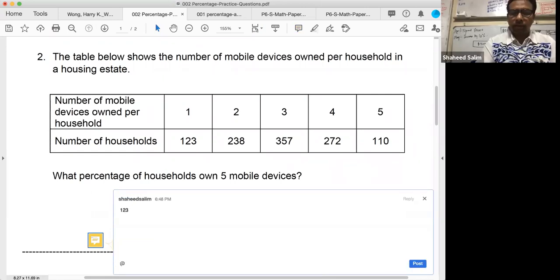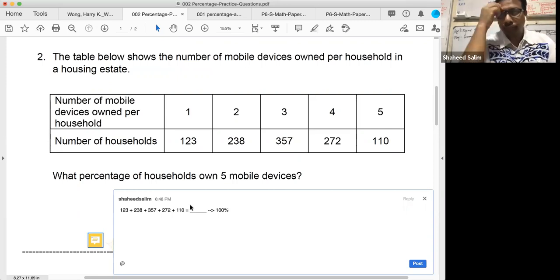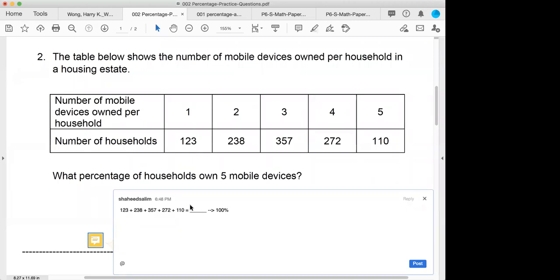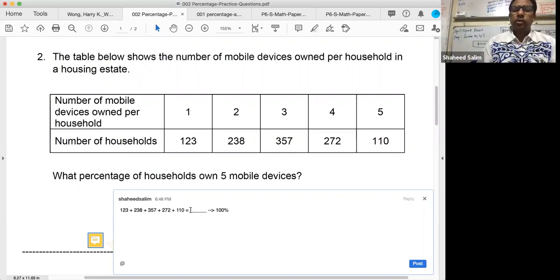Okay, all we need to do is just add all this. Oh, Shafika can do. The answer for that is 1100, right? Yeah, correct. Well done.